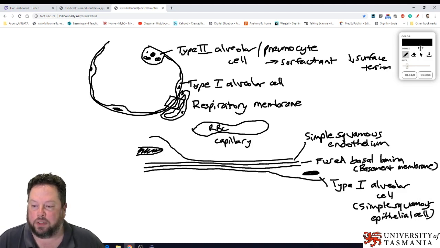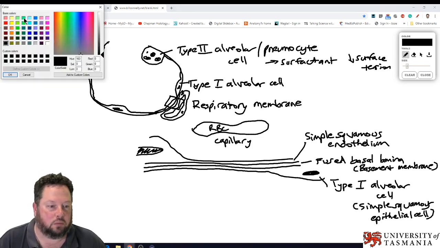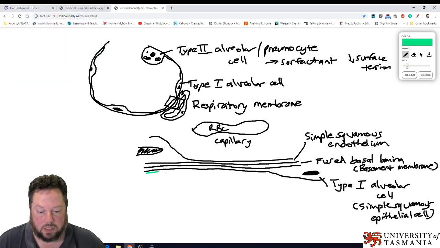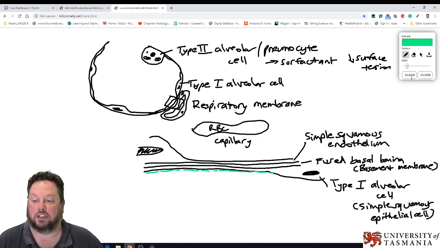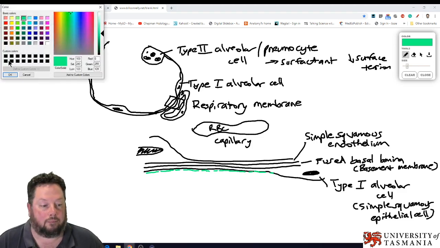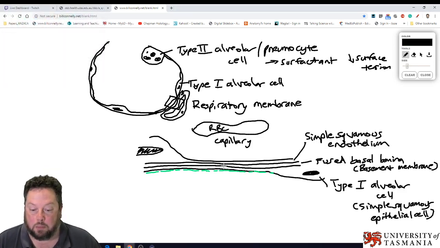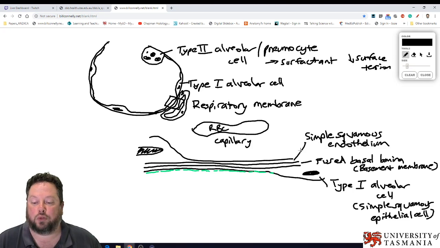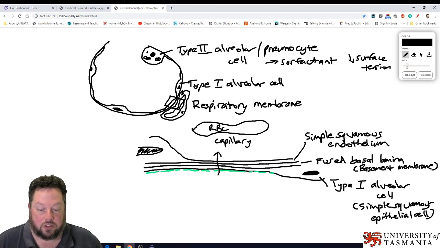Okay, and then if we were to think about the actual structure of it, we might imagine that there's a little layer of surfactant on the surface here that's helping to prevent that adhesion. So these are the layers which make up our respiratory membrane. So if you get asked in an exam to illustrate the structure of the respiratory membrane, you just draw lines, and say this is the simple squamous endothelial lining, this is the fused basal lamina or the fused basement membrane, this is the type 1 alveolar cell, and so here we have gas exchange occurring.